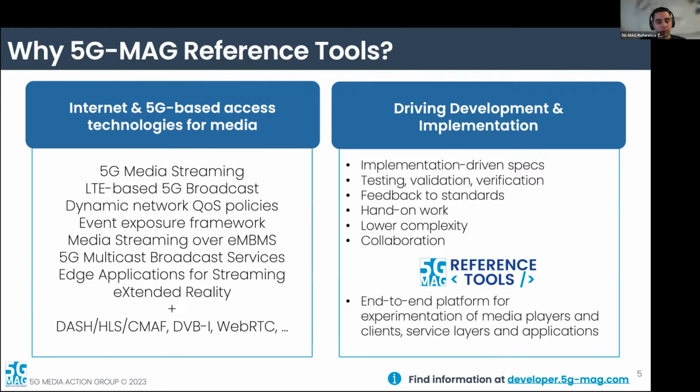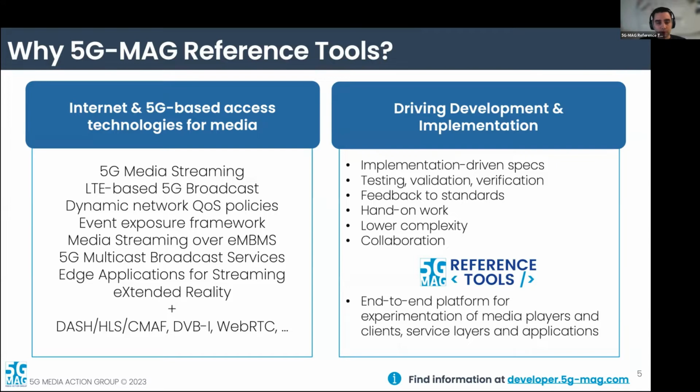And then obviously you have a lot of related technologies. So when we talk about media streaming, we will probably or mainly use either DASH or HLS or both with a CMAF container ideally. And then we have the Dolby colleagues looking into the DVB-I service layer and the integration, and other technologies such as WebRTC might also play a role in the future.